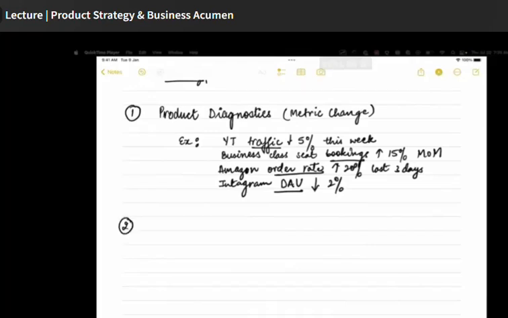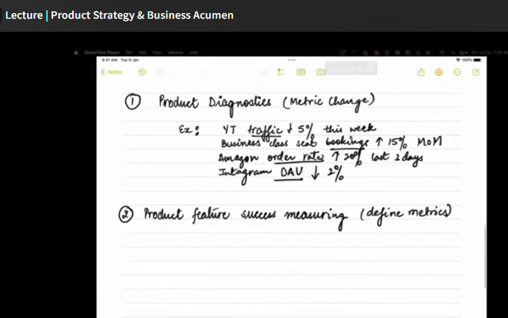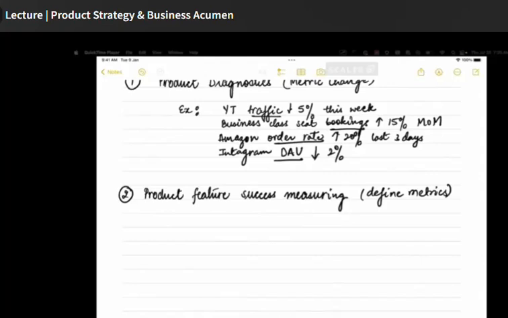Second type, product feature success measuring, which we also call defining the metrics. Let's say a very basic example: YouTube launched ads during videos.